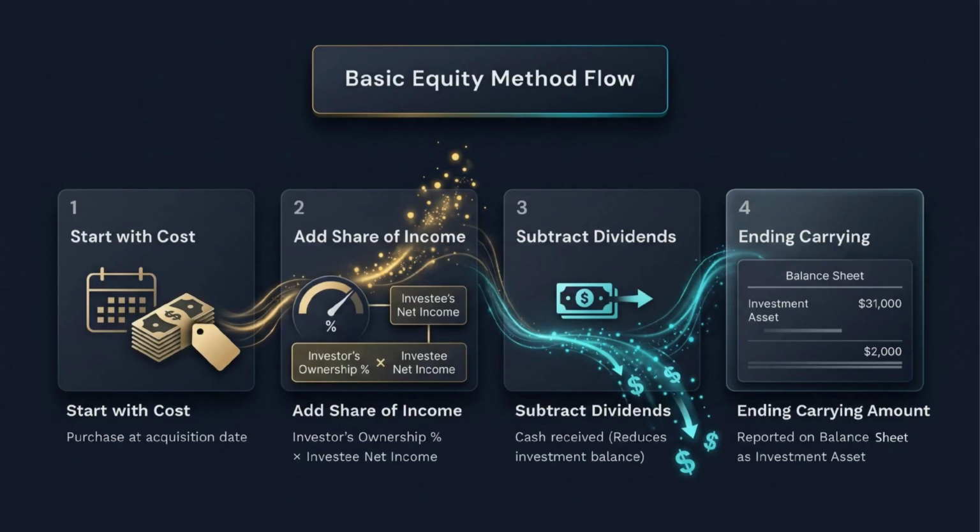Income increases the investment account because the investee has earned value. Dividends reduce the investment account because value has been distributed back to the investor. It is not complicated yet. And that is good news because accounting gives us enough complications later without needing to invite them early.